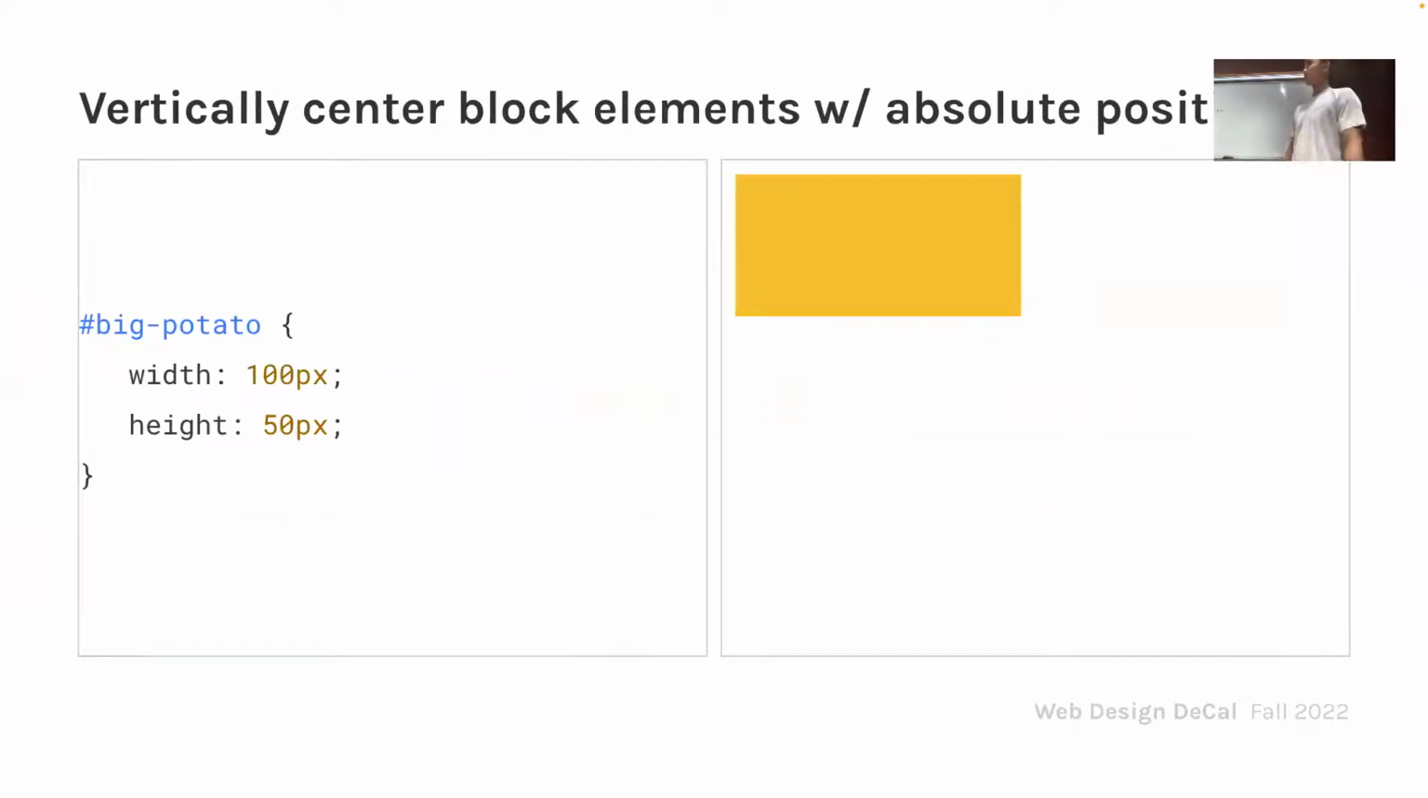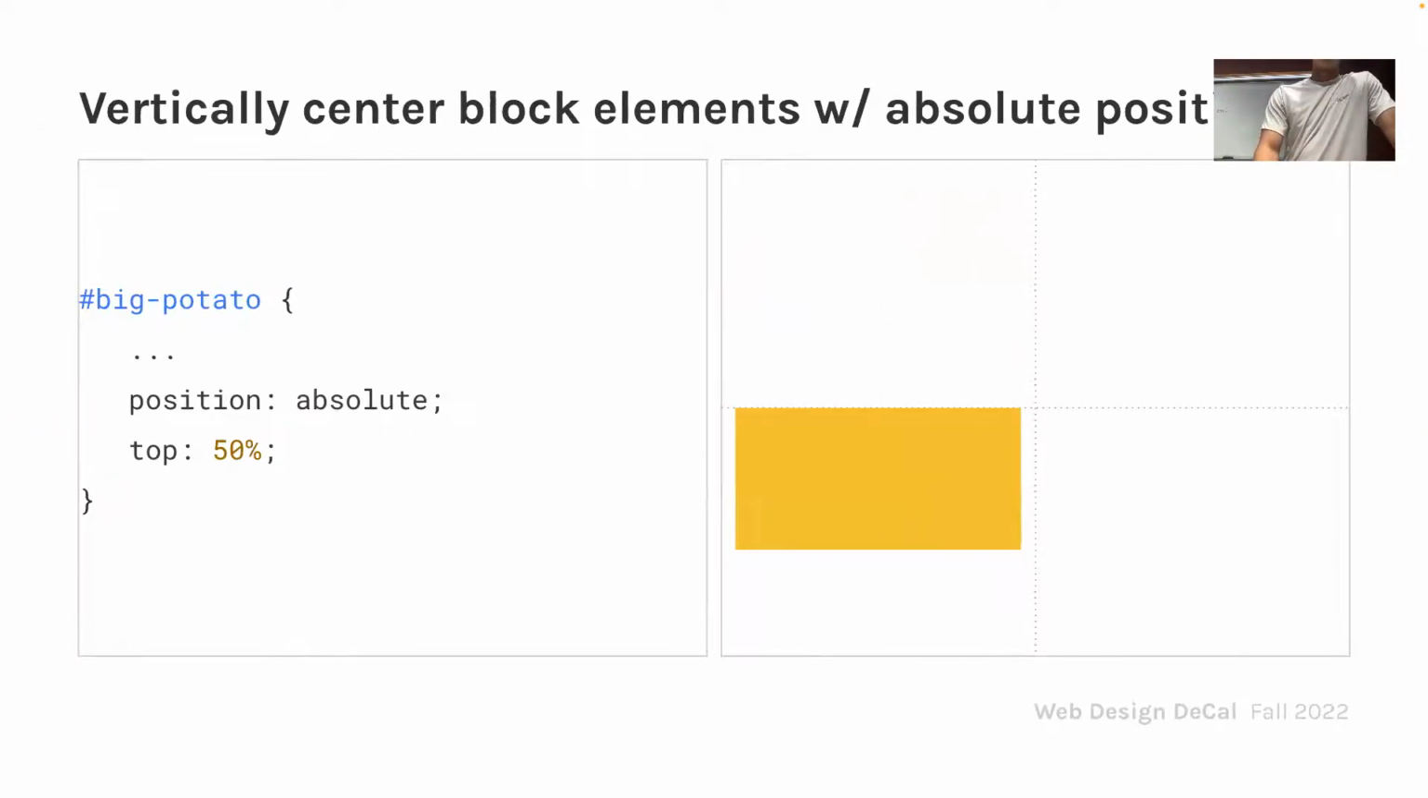And then if we want to vertically center block elements with absolute positioning, say we have this big potato with width 100 pixels and height 50 pixels. So we want to center it vertically. So we want it somewhere along that center line for the y-axis. What we do is position absolute and then top 50%. So 50% is 50% of the gray outline. So we take half of the box and put the big potato 50% below since it's absolute position.